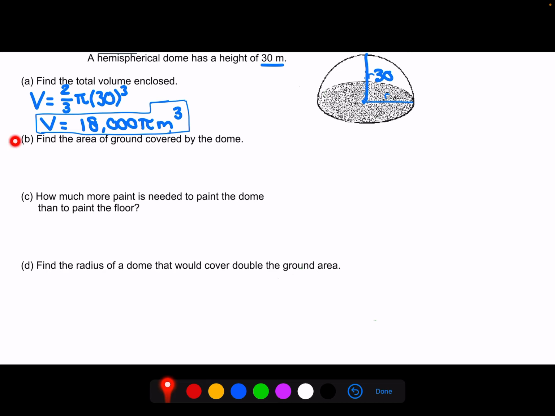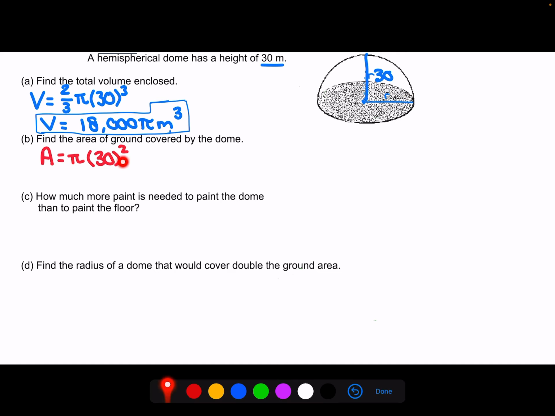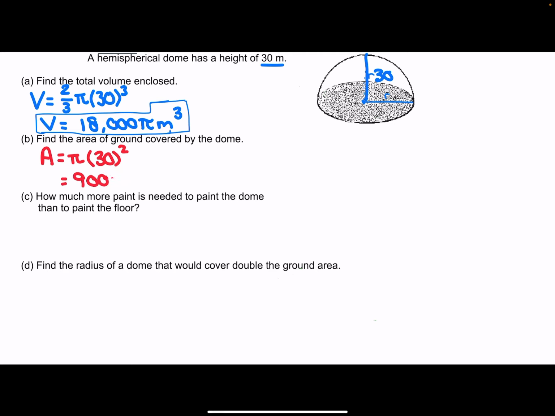Next up, find the area of the ground covered by the dome. Let's go ahead and find that on our picture. The area of the ground is this shape right here. And if we look at that shape, that's a circle. So we just need the area of a circle with a radius of 30. So therefore, area is equal to pi times 30 squared. Well, 30 times itself is 900. So therefore, the area is just 900 pi.